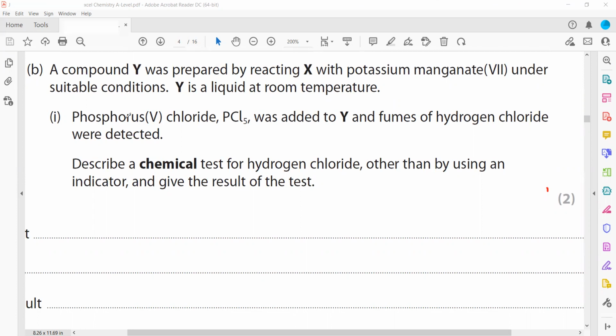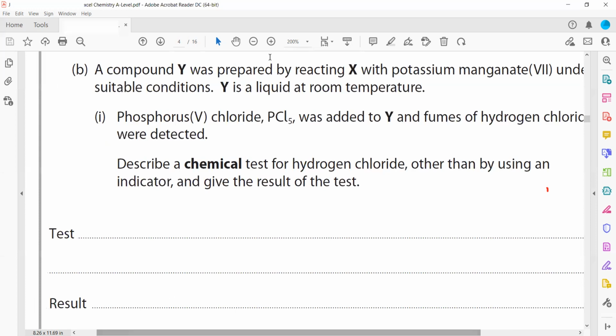Describe a chemical test for hydrogen chloride other than using indicator. So what is a chemical test for hydrogen chloride? We can use ammonia. Ammonia solution can be used, and when ammonia solution is added, the result will be dense white smoke.